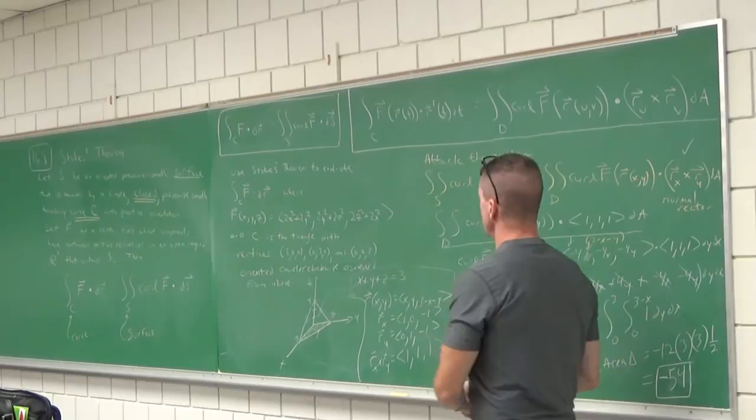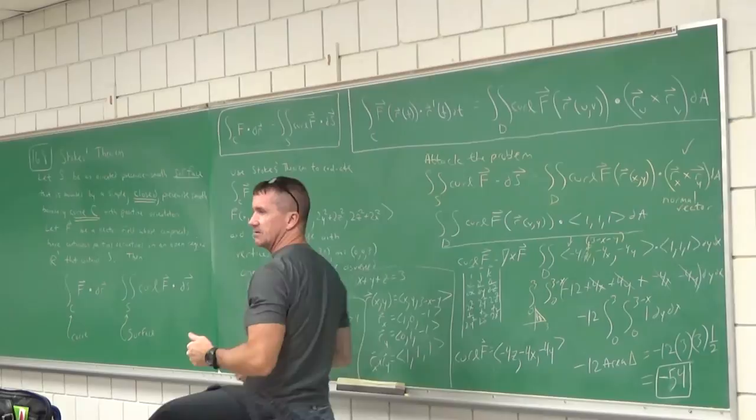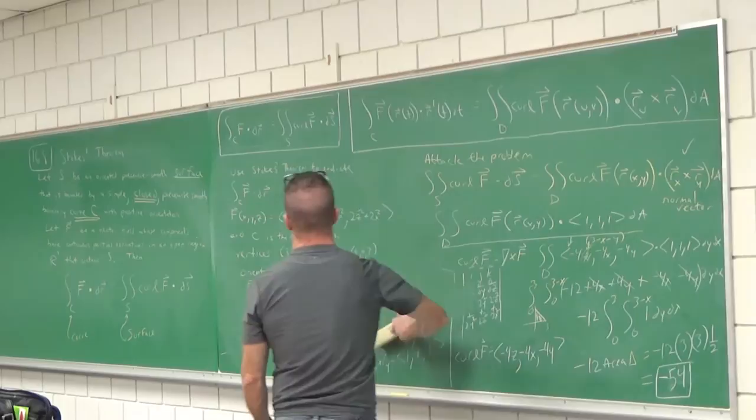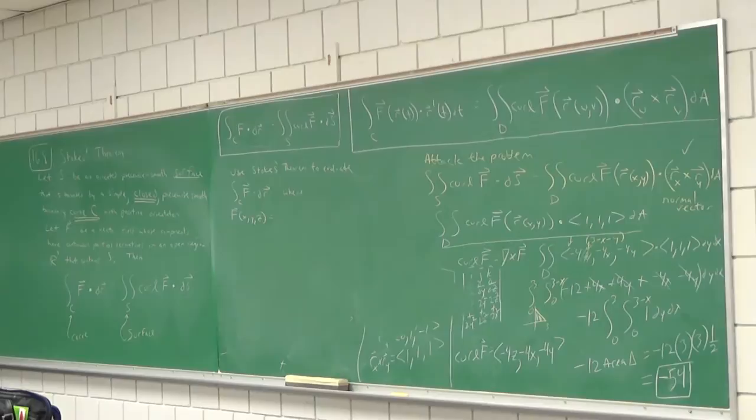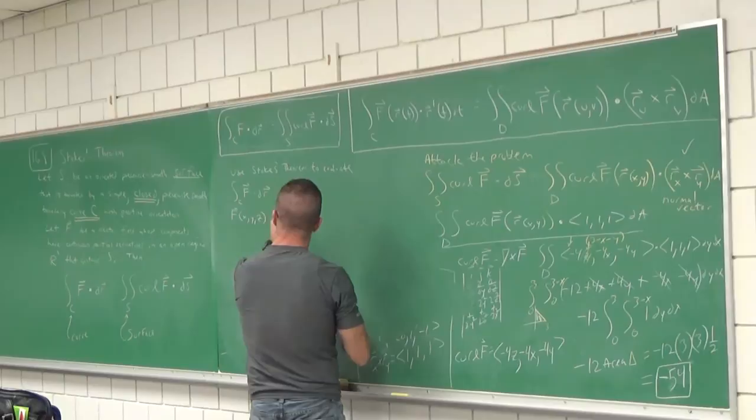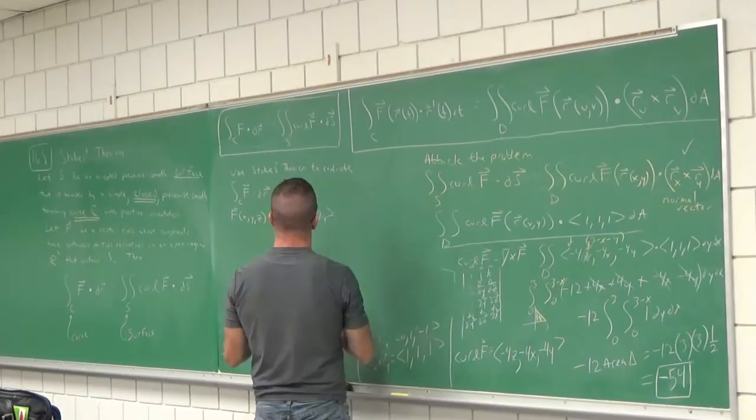So this time, everyone is going to watch you use Stokes' theorem to evaluate this, where F is 2z, 2y, 2y, and C is the boundary.